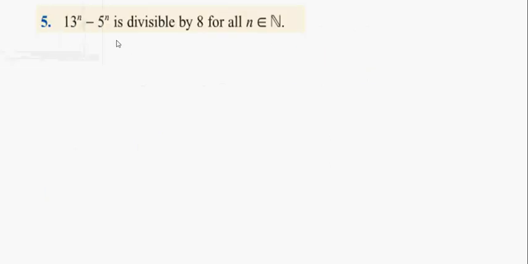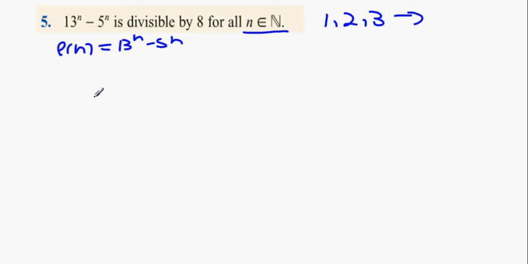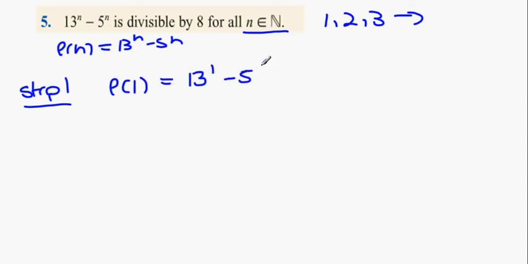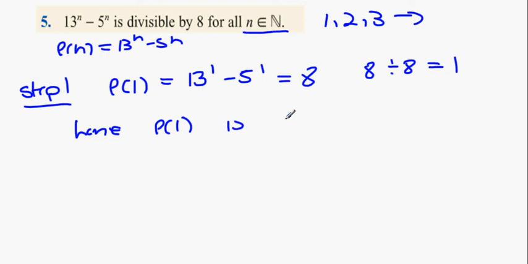Okay, so we want to make sure that P of n equals 13 to the power of n minus 5 to the power of n is divisible by 8 for all n an element of the natural numbers. So n starting 1, 2, 3 all the way up. Now, what we're going to do is step 1. We're going to try for P of 1. P of 1 equals 13 to the power of 1 minus 5 to the power of 1 equals 8. 8 divided by 8 equals 1. Hence, P of 1 is true.